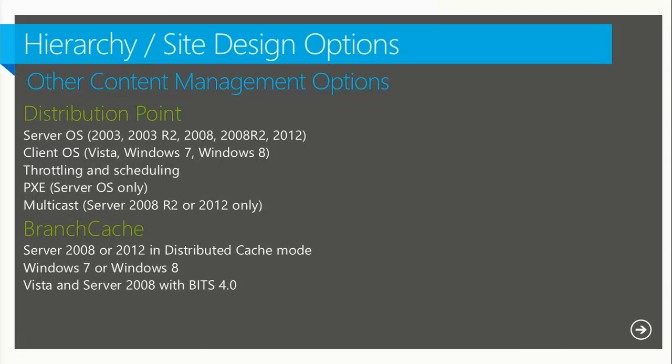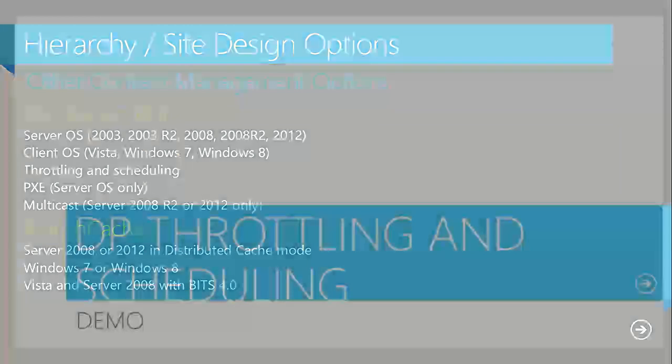Other management options, a distribution point, which can be any number of server or client operating systems. It can do scheduling and throttling, like I mentioned. PXE and Multicast are server only. Matter of fact, Multicast is 2008 R2 and above only. So you have various options there. BranchCache, various operating systems and requirements there for if you're doing BranchCache for content management.